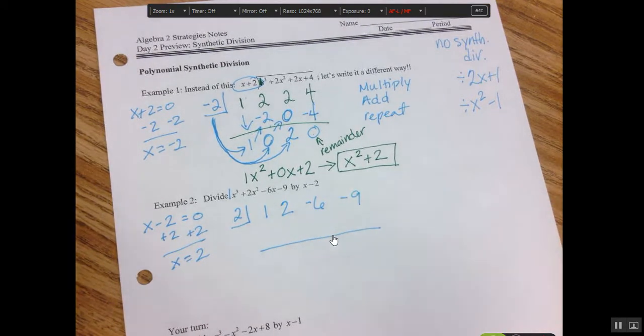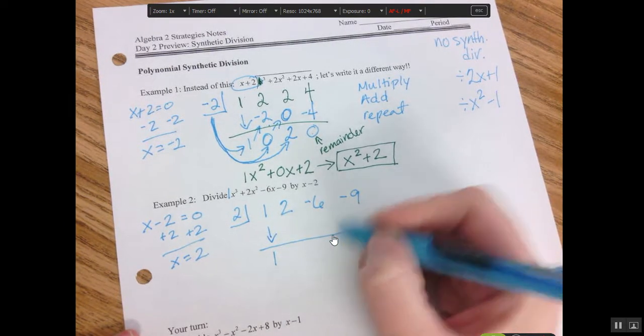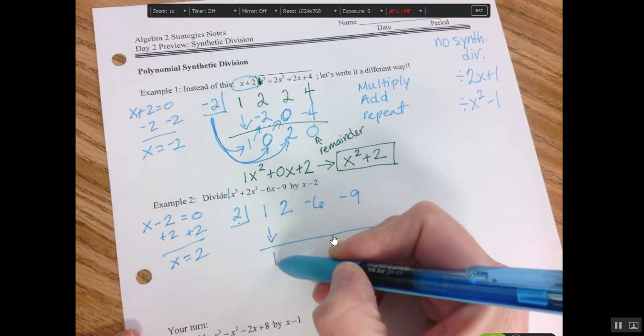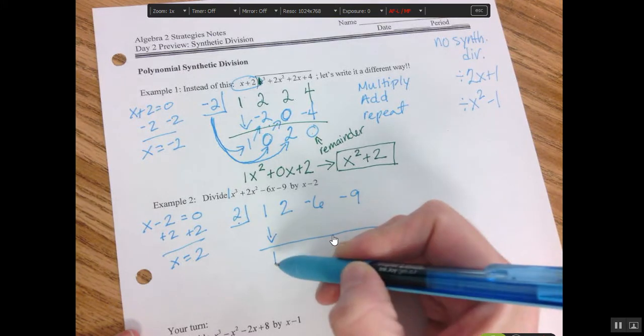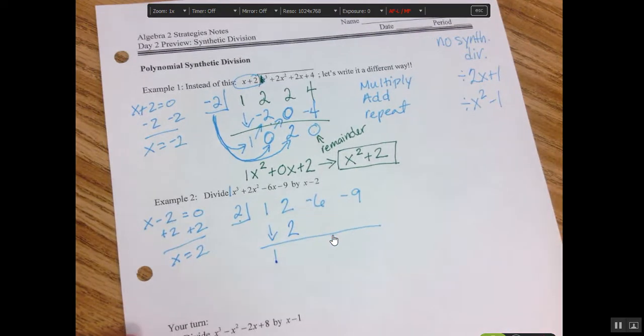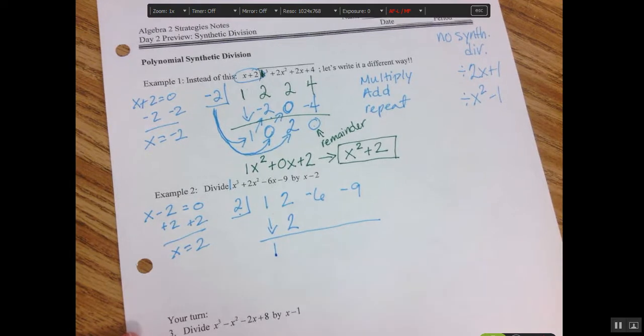Okay, so you're going to bring the first number down, and that's 1. And then you multiply the 2 times the 1. What do you get? 2. It goes here. Okay? So your pattern is multiply, add, multiply, add. So now we add.